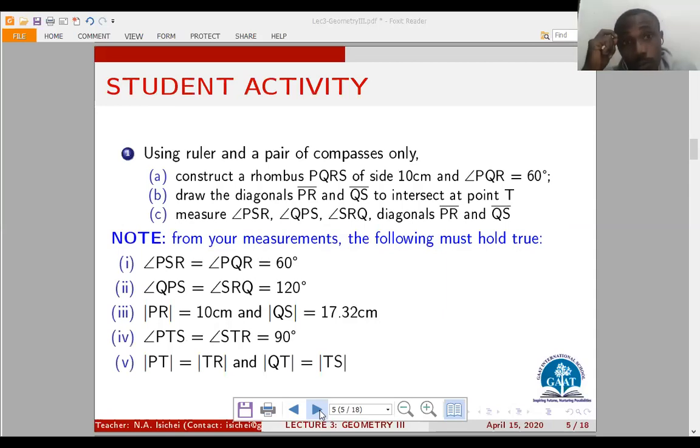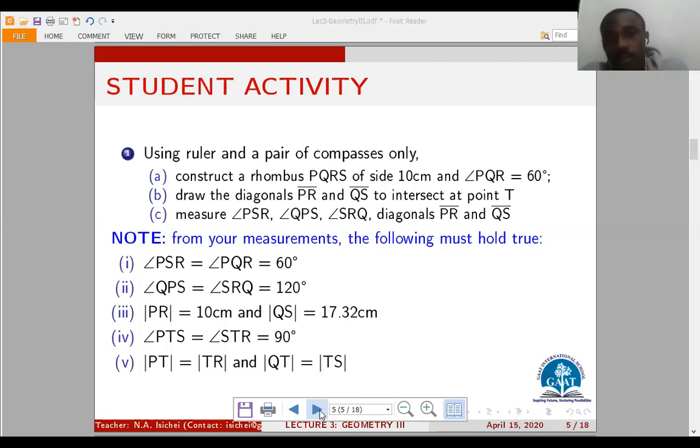So I'll begin with this for today's lesson, the student's activity. A. Using a ruler and a pair of compasses only, construct a rhombus PQRS of side 10 centimeters and angle PQR equals 60 degrees. B. Draw the diagonals PR and QS to intersect at point T. C. Measure angles PSR, QPS, SRQ, and diagonals PR and QS.